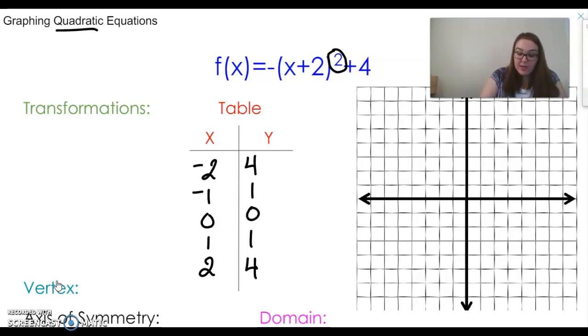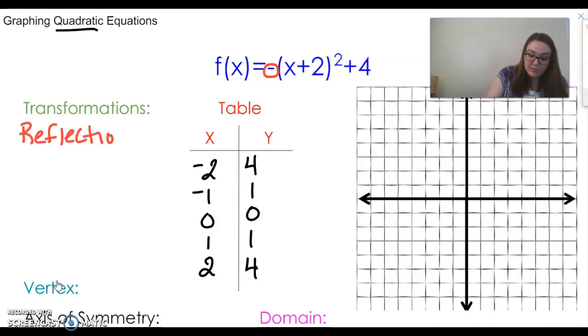Well, what's happening? On my graph, when I start here with this negative sign, what does that negative sign mean? Well, that negative means, hey, there's going to be a reflection. What does that automatically mean? That means instead of my quadratic opening upwards, I now know that it's opening down, right?